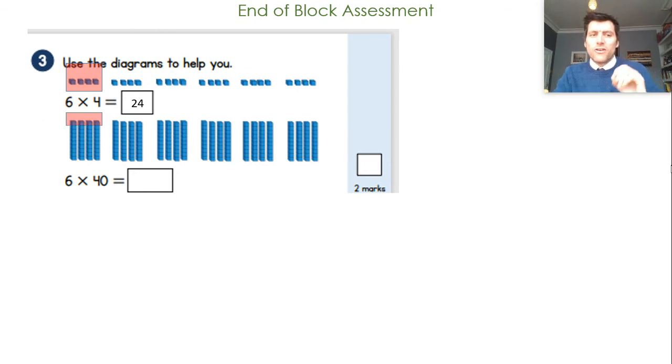You know that 4 ones is quite similar to 4 tens. You know that 4 ones tells you something about 4 tens. Now, if I know that 4 ones multiplied by 6 is 24, I know that 4 tens multiplied by 6 will be 24 tens. 24 tens is 240. Okay, the link between the two again.